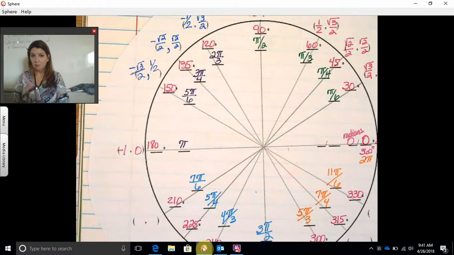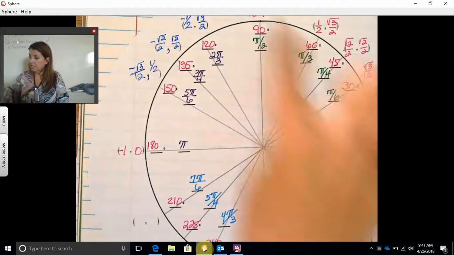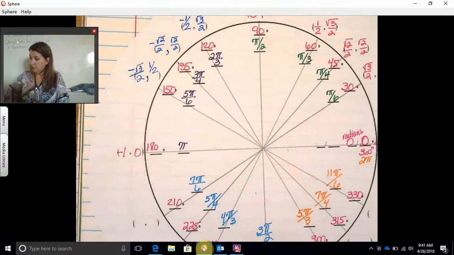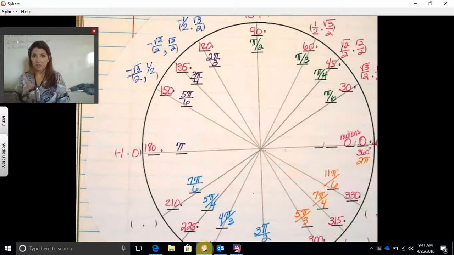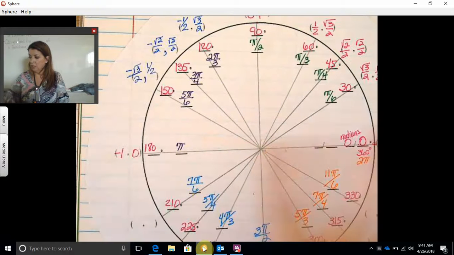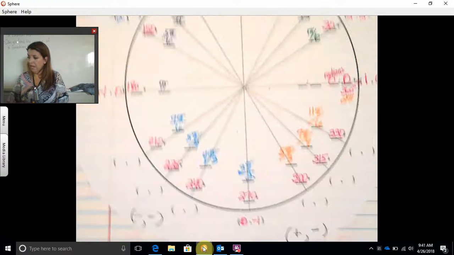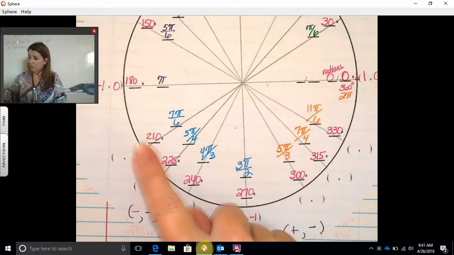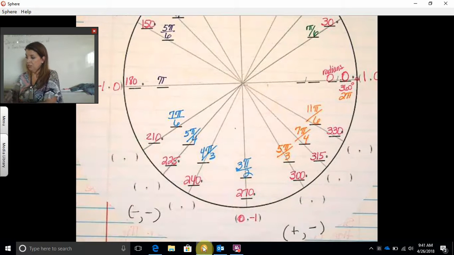Everybody cool with that? And remember the ordered pairs at 0 degrees, 90, 180, 270, and back at 360. Those ordered pairs are easy to find because the length of the radius is 1. We don't have to do all that math to find those. Okay, now we're going below that 180 mark. So we'll go down to 210 degrees.